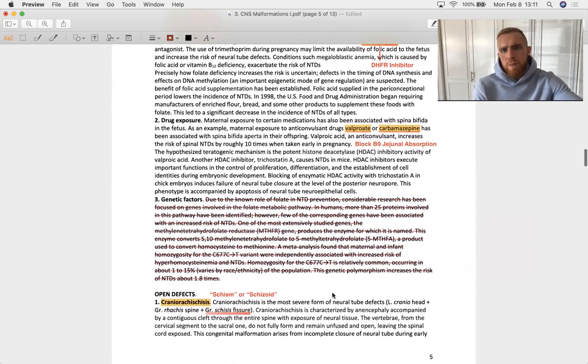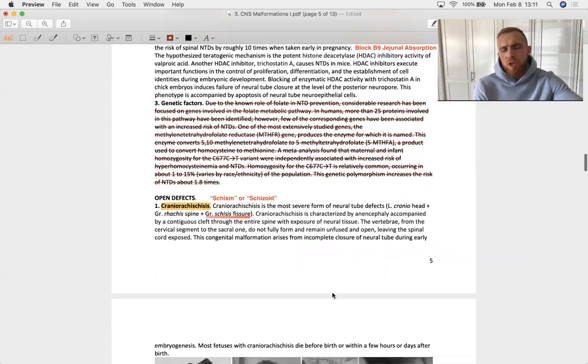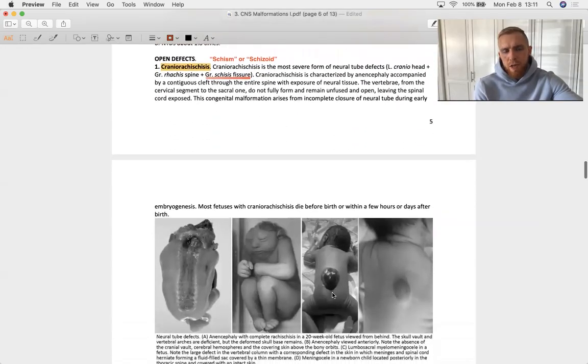So TMP inhibits folate synthesis. A lot of ways you can get folate depleted. Let's talk about different neural tube defects now. First, there are open defects in which the spinal column fails to close along the posterior midline.